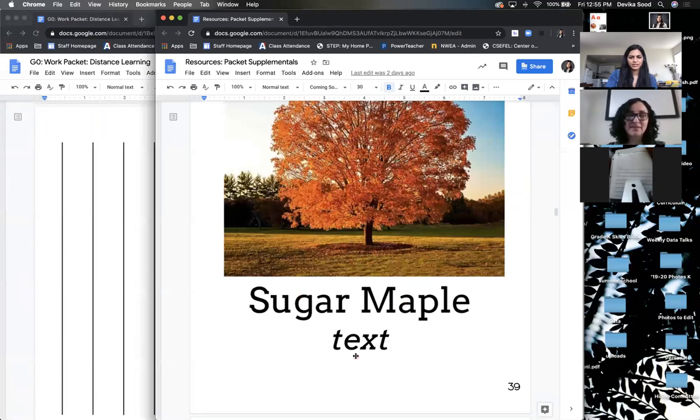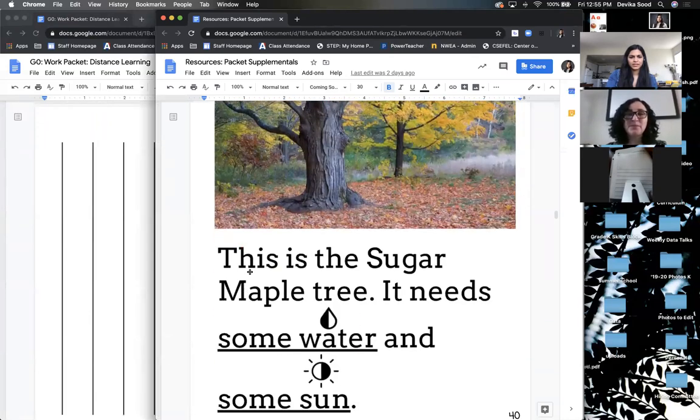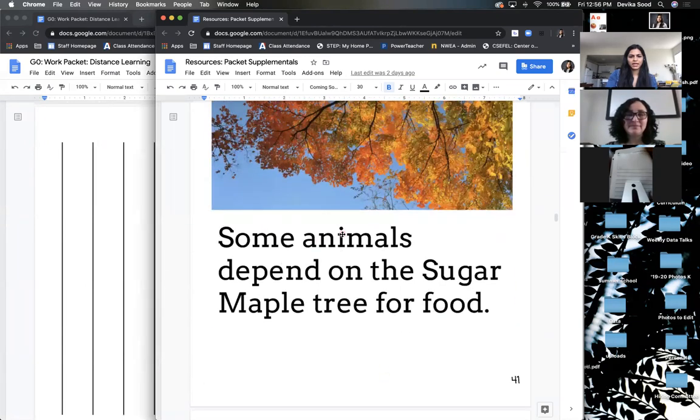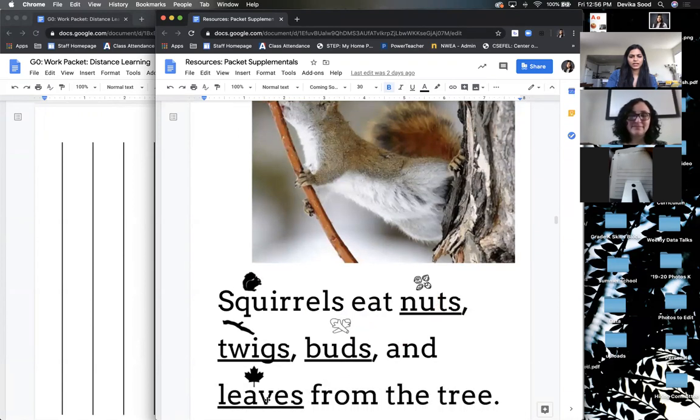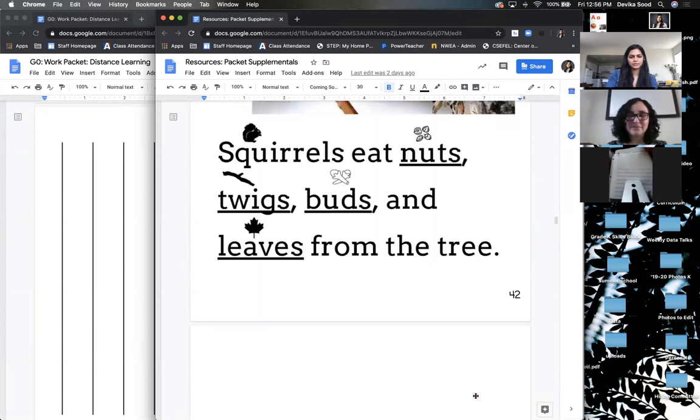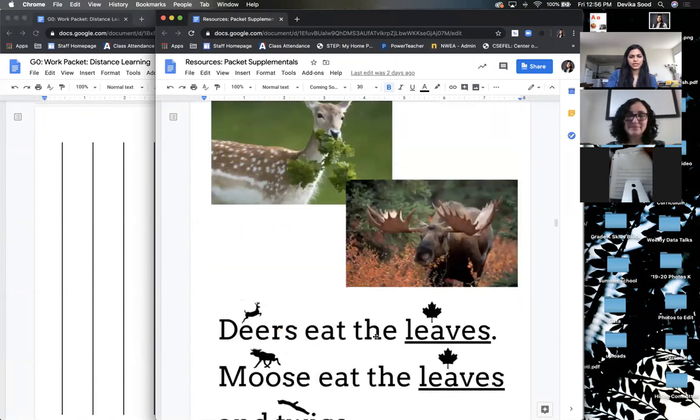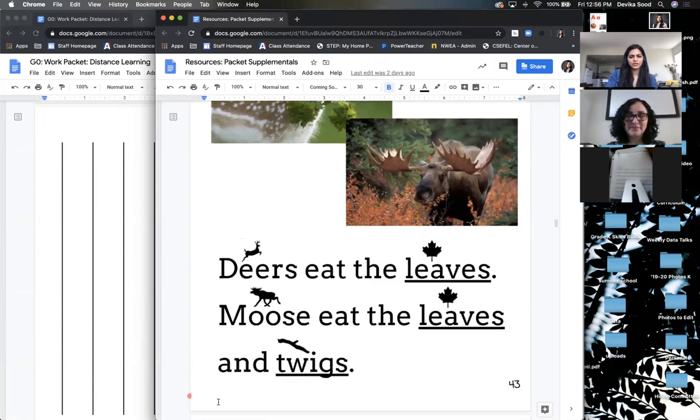Sugar maple text. This is the sugar maple tree. It needs some water and some sun. Some animals depend on the sugar maple tree for food. Squirrels eat nuts, twigs, buds, and leaves from the tree. Deers eat the leaves. Moose eat leaves and twigs.